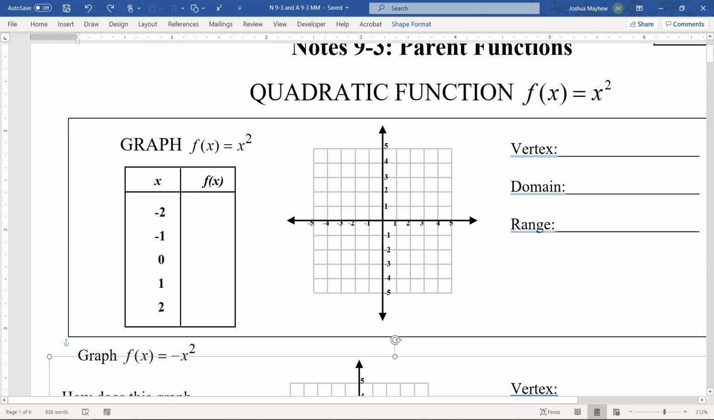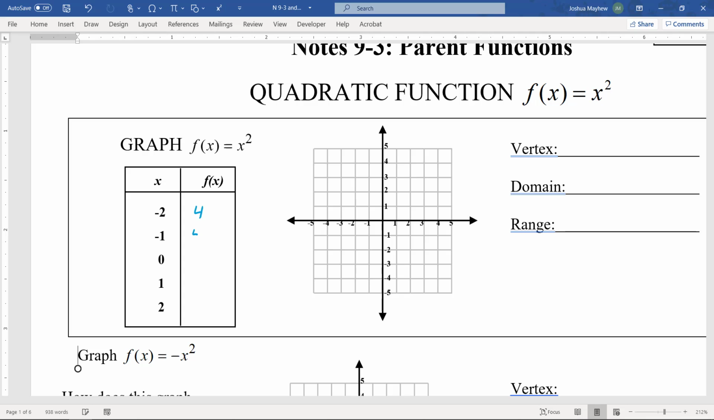All right. X is -2, y is 4, x is -1, y is 1, 0, 0, 1, 4. These should be familiar points. There is our x squared parabola. It has a vertex of 0, 0.